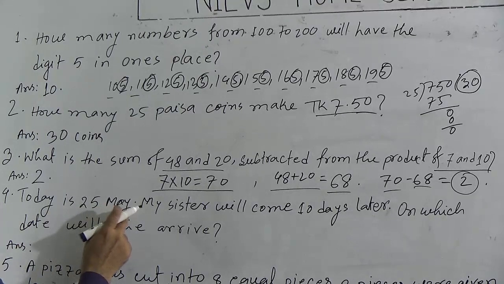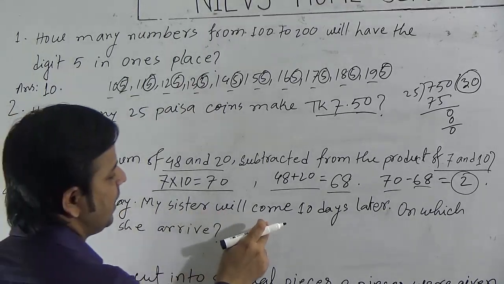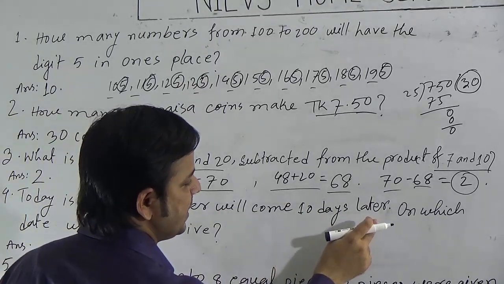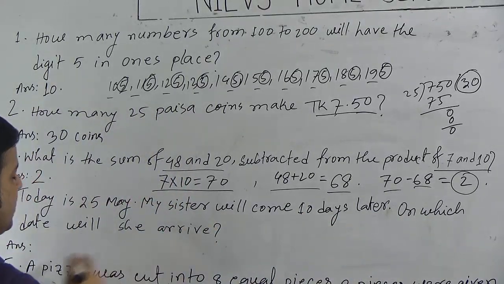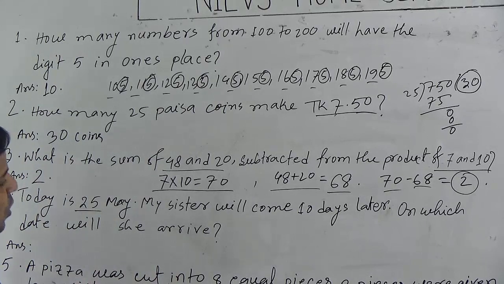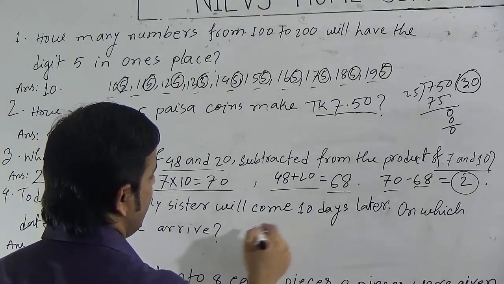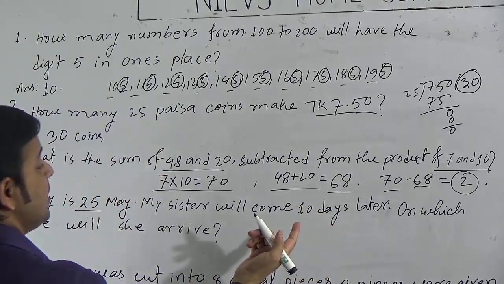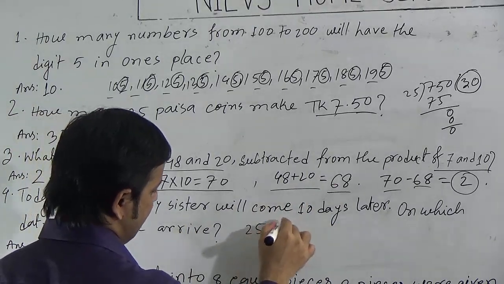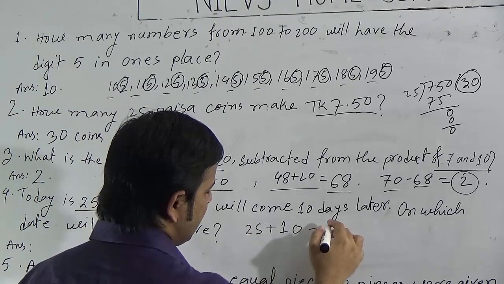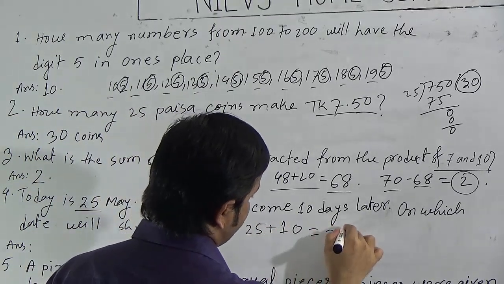Today is 25 May. My sister will come 10 days later. On which date will she arrive? It means that at first we have to know 25 May and 10 days later my sister will come. So we have to add 10 days with 25. If we add 10, this will be 35.